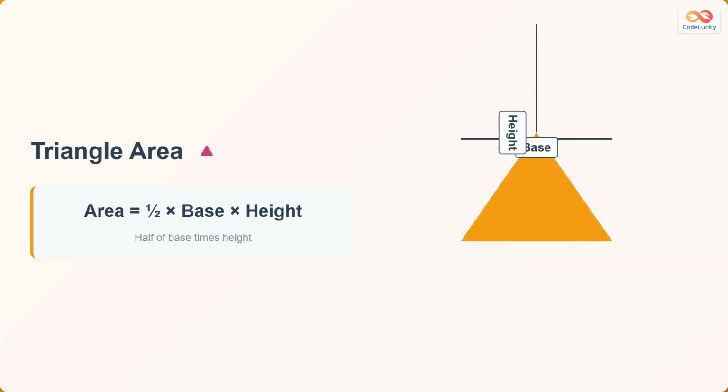Now let's explore triangles. The area of a triangle can be found using the formula area equals 1/2 times base times height. The base is the length of one side of the triangle, and the height is the perpendicular distance from the base to the opposite vertex or corner. Multiply the base by the height and then divide by 2 to get the area.